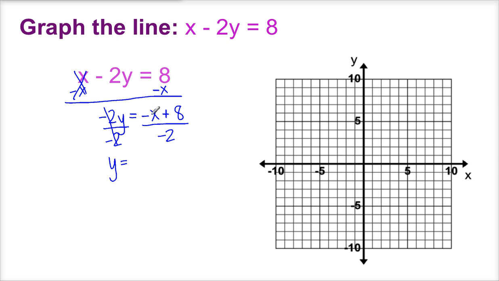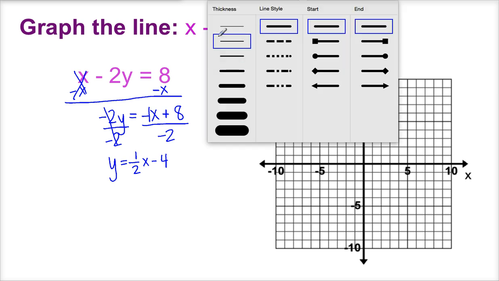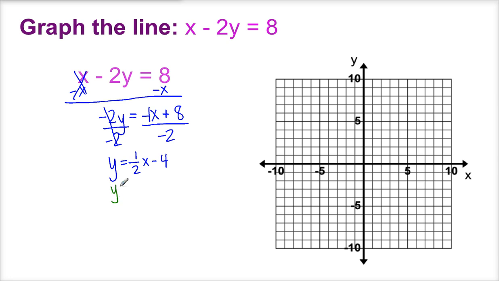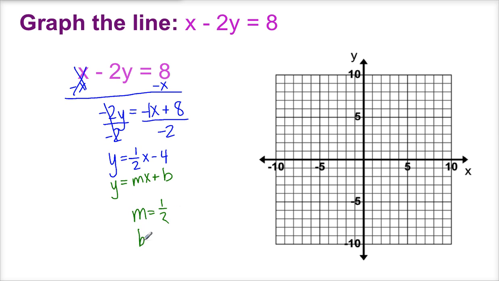And then I do a negative x divided by negative 2. Well, the negative and the negative are going to cancel out to be positive. And remember, if there's not a number in front of x, we assume that it's a 1. So a negative 1 divided by negative 2 is a positive 1 over 2. You can double check that with your calculator if you weren't sure. And then we have an 8 divided by negative 2, and that's negative 4. Okay, this equation is now in slope-intercept form. So once it's in slope-intercept form, I can identify the slope and the y-intercept. The slope here is 1/2, and the y-intercept is -4.